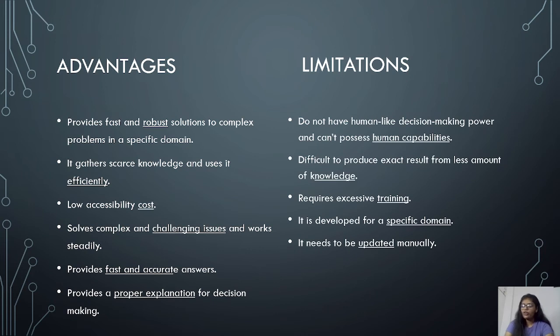They might not always produce the exact result with the amount of knowledge provided. The data needs to be entered manually, hence requiring a lot of training and manual work. A particular expert system can only be designed to work for a particular domain, which also needs to be updated manually.